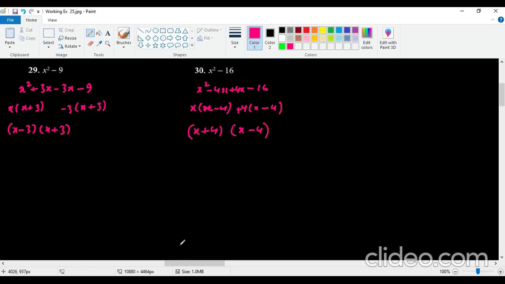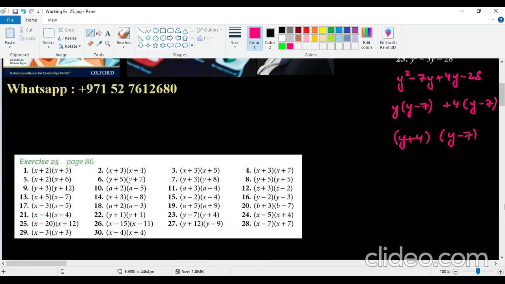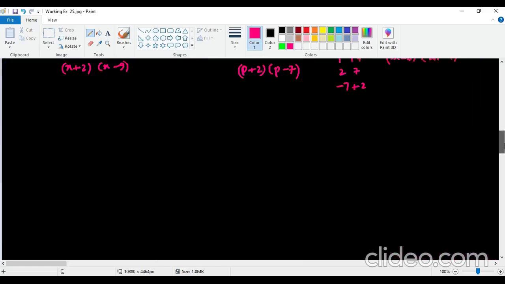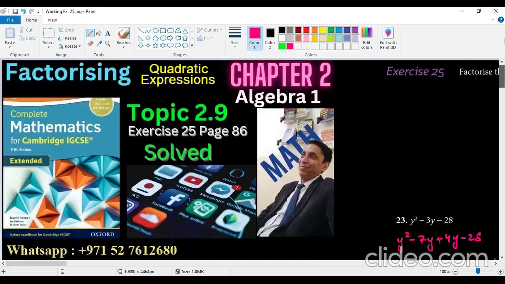This is the wrap up of this exercise, which was exercise 25, in which factorization basics are dealt. In the next exercise, I'll be dealing with more extended versions of factorization depending upon how quadratic equations are given. Now, next exercise is going to be exercise 26.